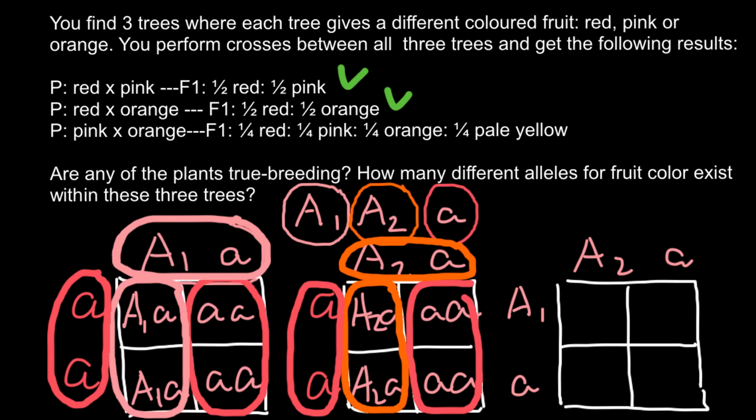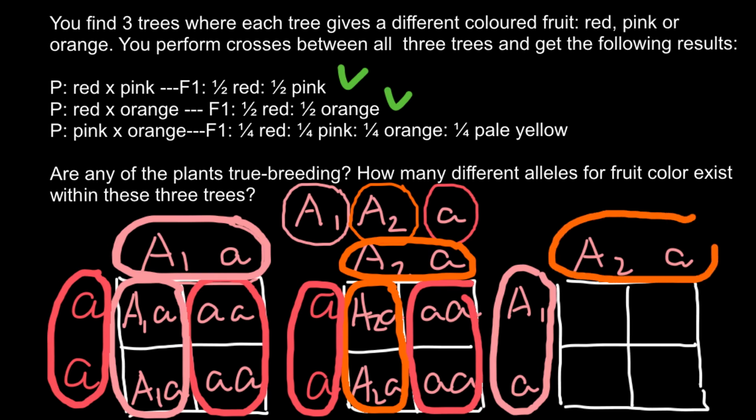So once again, on the side we have a parent that is phenotypically pink and heterozygous. On top we have a parent that is orange and also would be heterozygous. And let's see what kind of progeny they can produce. So A1 and A2 here, A1 and small a here, A2 and small a here, and small a here.